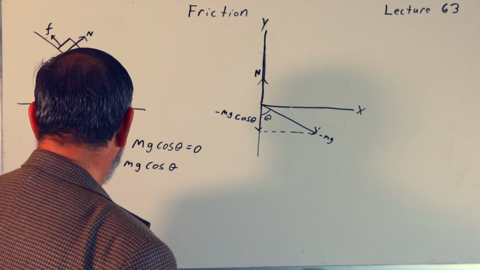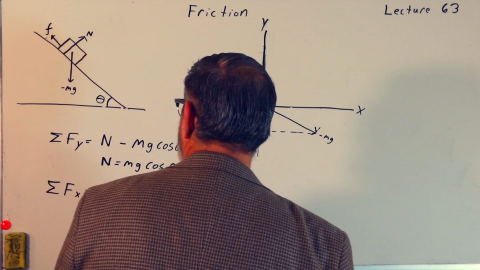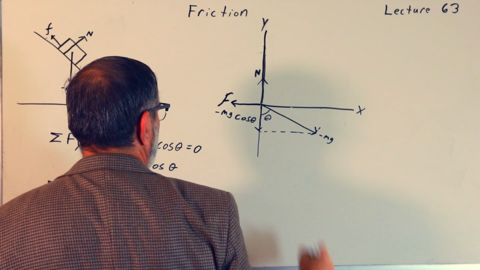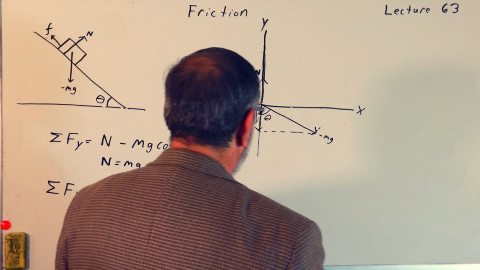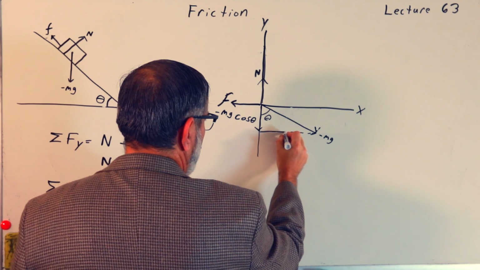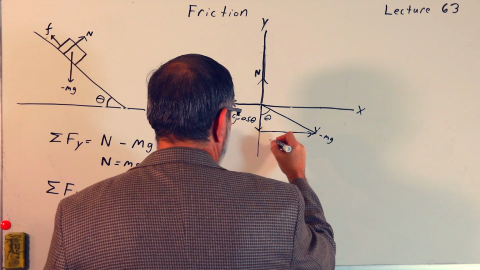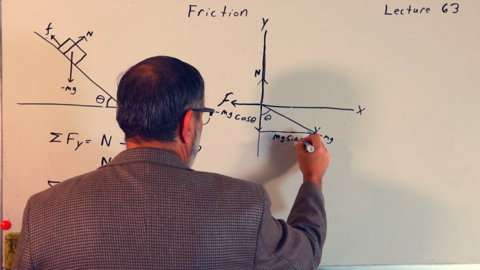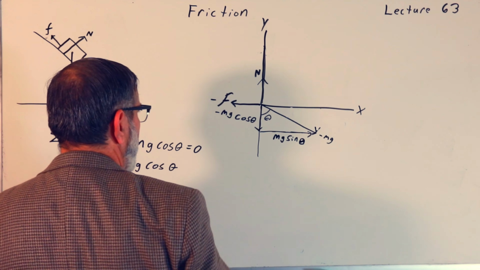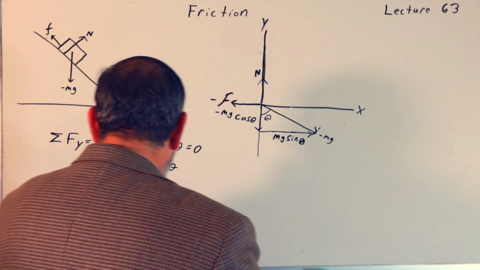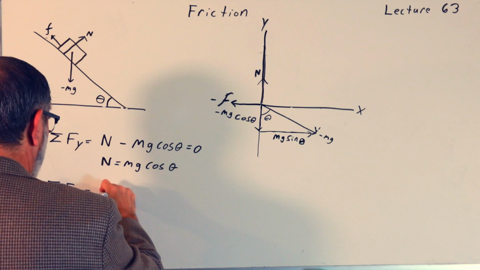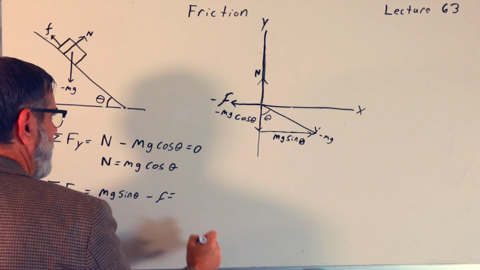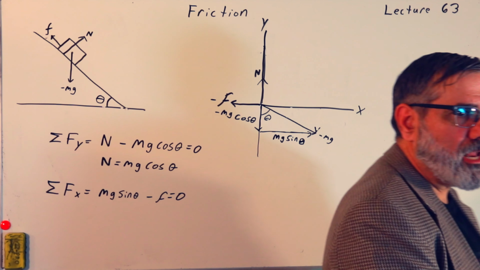Now sum the forces in the x direction, that's what we need next. So what do we have in the x direction? Well, we didn't write it in, but we do have the frictional force, which is in the negative x direction, and we have a component of the gravitational force, which is in the positive x direction. This will be equal to mg sine theta, and this will be minus f, a little f. So the sum of the forces in the x direction is mg sine theta minus f. And that will be equal to 0, because remember, we're interested in it not moving.